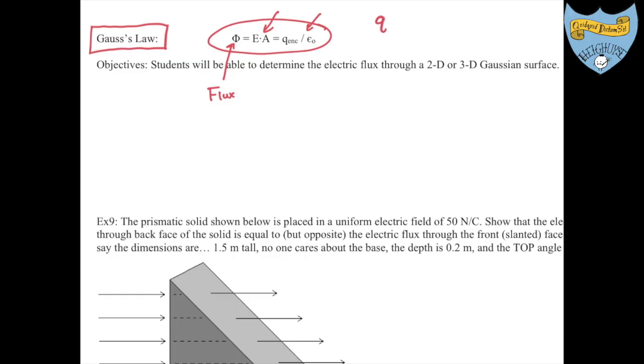Writing that a little nicer as a fraction, that's this. Epsilon naught, if you recall, is a constant from earlier in the packet. It's 8.85 times 10 to the negative 12. So tiny, tiny little number. It's called the permittivity of free space. That name's not important, but just so you know, that is what it's called.